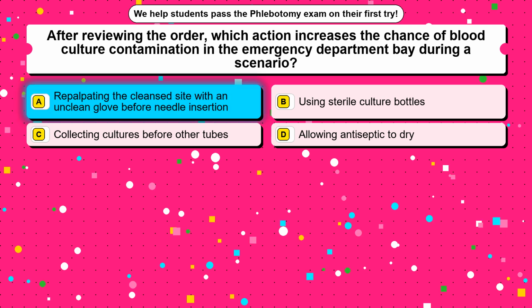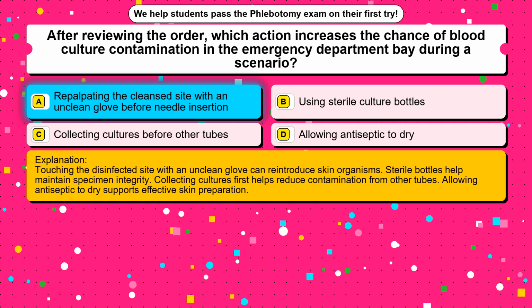The correct answer is option A. Repalpating the cleansed site with an unclean glove before needle insertion. Touching the disinfected site with an unclean glove can reintroduce skin organisms. Sterile bottles help maintain specimen integrity. Collecting cultures first helps reduce contamination from other tubes. Allowing antiseptic to dry supports effective skin preparation.